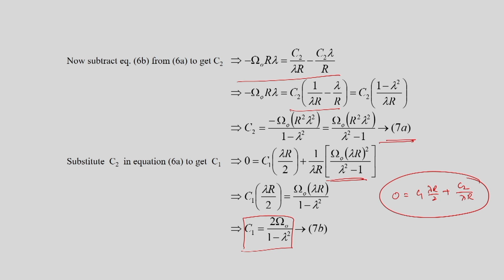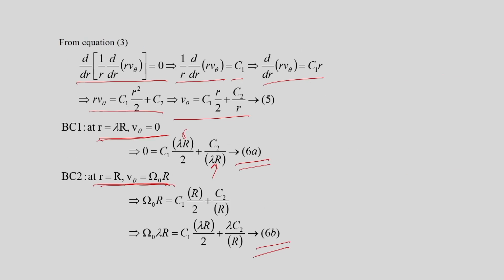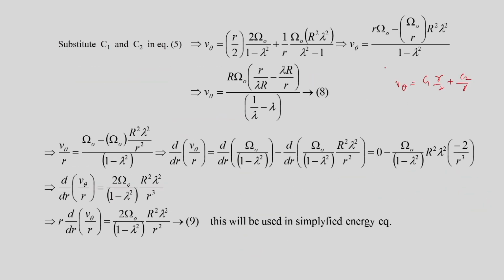So, now both C1 and C2 are known. If you substitute C1 and C2 in the velocity profile, v theta is equal to C1 r by 2 plus C2 by r. Here, C1 is nothing but 2 omega naught by 1 minus lambda square, and C2 is nothing but omega naught R square lambda square by lambda square minus 1. If you substitute these two and simplify, you get this equation for the velocity profile.